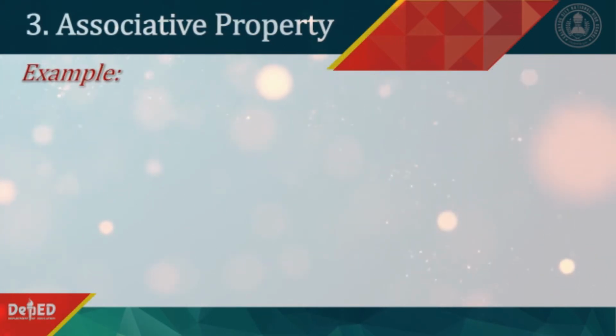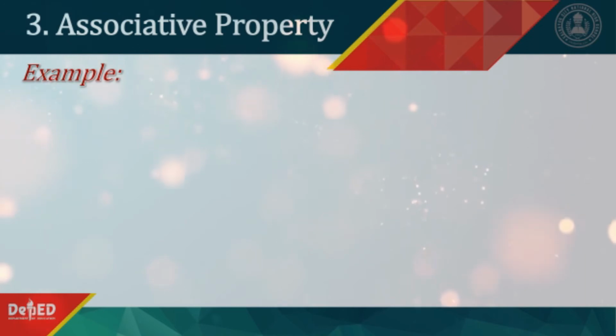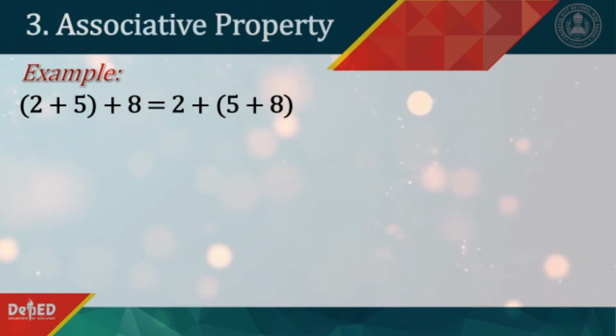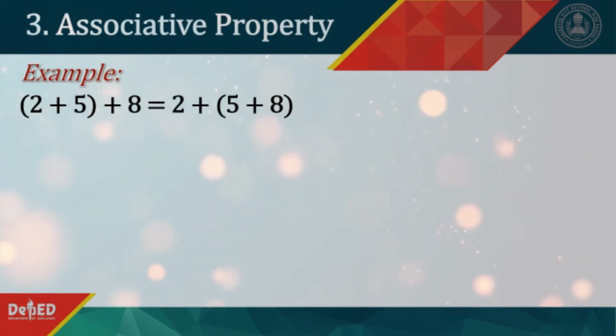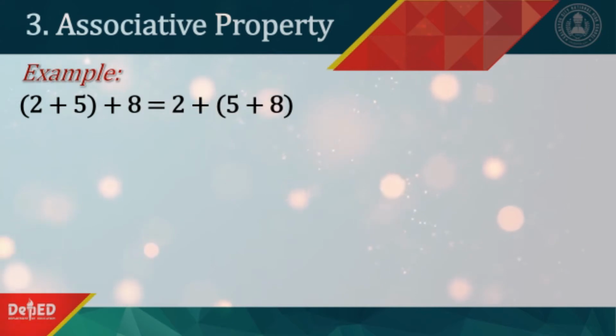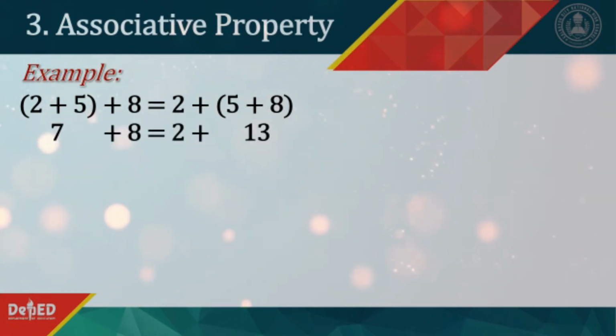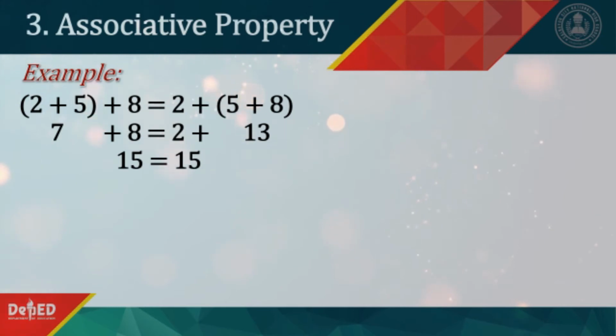Here's an example of associative property. The quantity of 2 plus 5 plus 8 is equal to 2 plus the quantity of 5 plus 8. Let's calculate first the operations inside the parentheses. And now we come up with 7 plus 8 is equal to 2 plus 13, which is true because 7 plus 8 is equal to 15, and 2 plus 13 is also equal to 15.